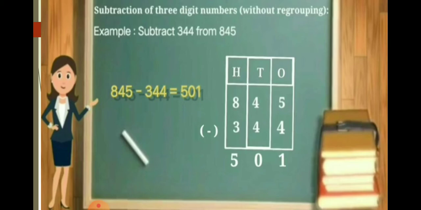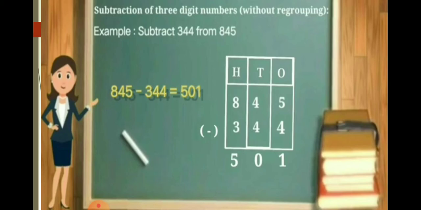Here you have to subtract 344 from 845. So first of all we will put the numbers according to their place value in columns. So 8 is written below hundreds, 4 is written below tens, and 5 is written below ones. Similarly 3 is written below hundreds, 4 is written below tens, and again 4 is written below ones. So here we got our answer, you can see 501.